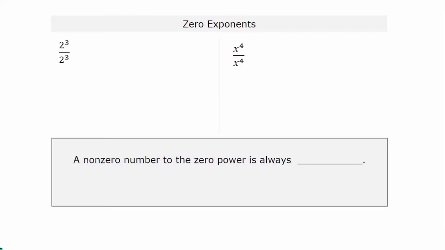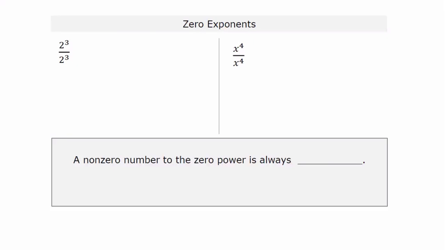In this lesson, we're going to look at the rules for zero exponents and negative exponents. We're going to start by looking at zero exponents, which we've already seen a few times in a few of our example problems, but I want to show you why these zero exponents end up equaling 1.